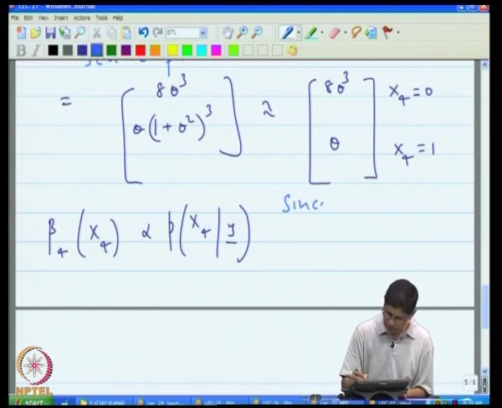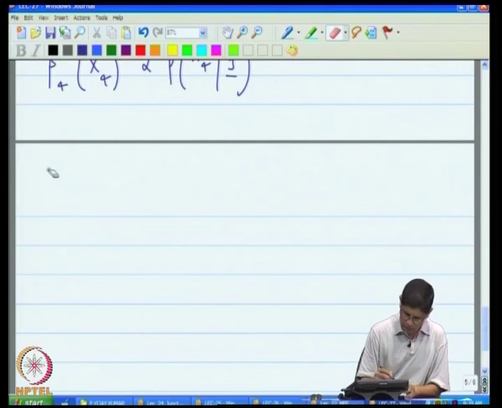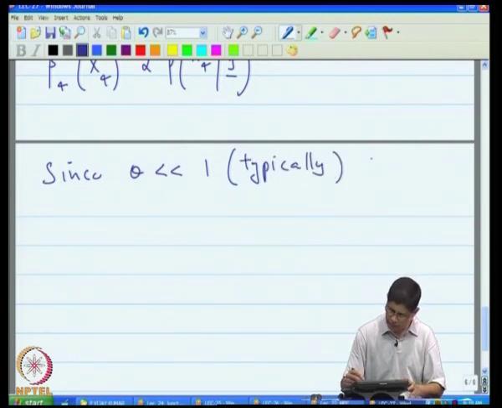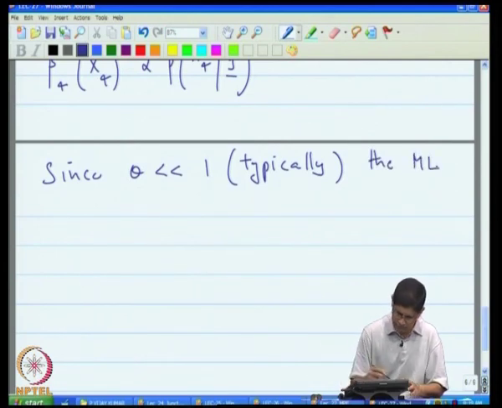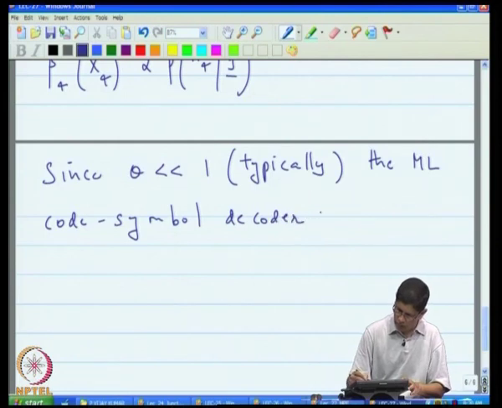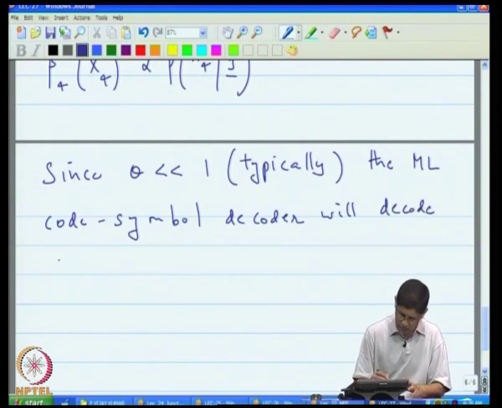Since theta is much smaller than 1 typically, the maximum likelihood code symbol decoder will decode x4 to equal 1.